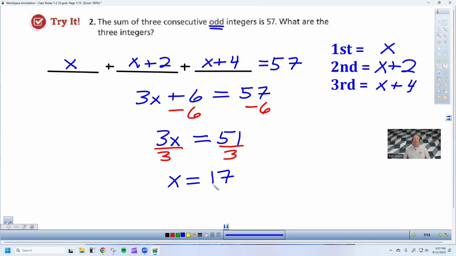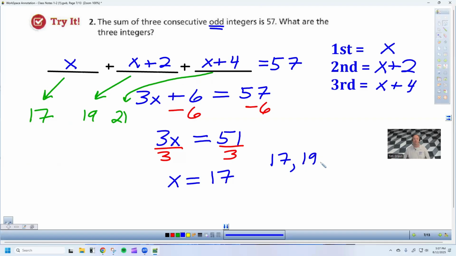Again, I haven't answered this question completely because the question was, what are the 3 integers? That's only one answer. That represents the first odd number. The next odd number is 2 away from that, and it's 19. And the next odd number is 2 more away, that's 21. So my complete list of odd integers for this answer is 17, 19, and 21.